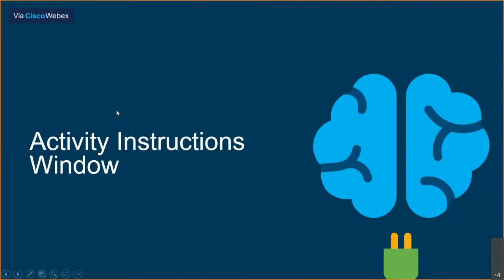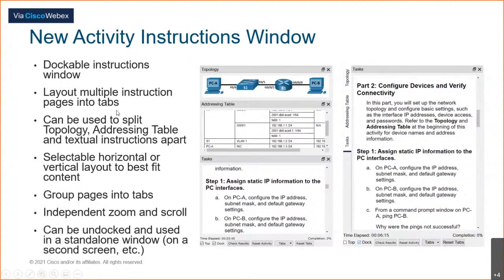Moving on to the activity instructions, the new activity instructions window. First of all, it is a dockable window right now, which means that this window can be placed inside the main window of Packet Tracer, or can be taken outside of the main window and be kind of a hovering window on the top.